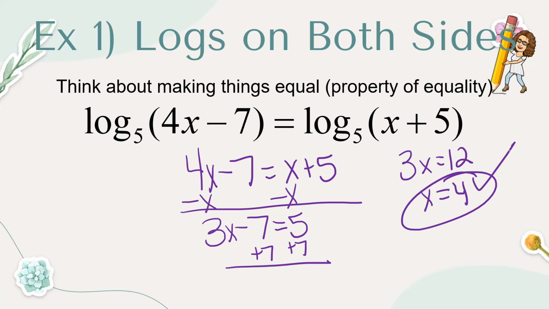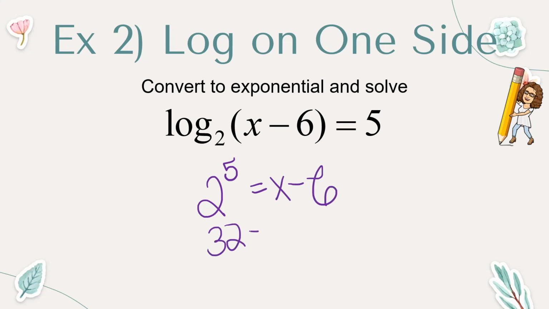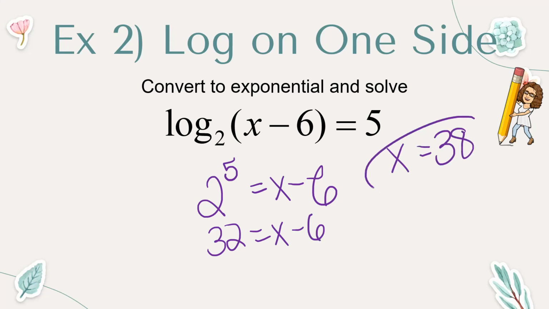Now that's if I had logs on both sides. What if I had a log on one side? Well, we got the logarithm alone, so we didn't have a number in front of the log or a number outside here. And then we just converted to exponential. So we said, well, 2 to the 5th is x minus 6, which would be 32 is x minus 6, right? So x is 38 for our answer. Plugged it back into the log. We made sure that it in fact does work. No negatives, no 0, and we are all good there.